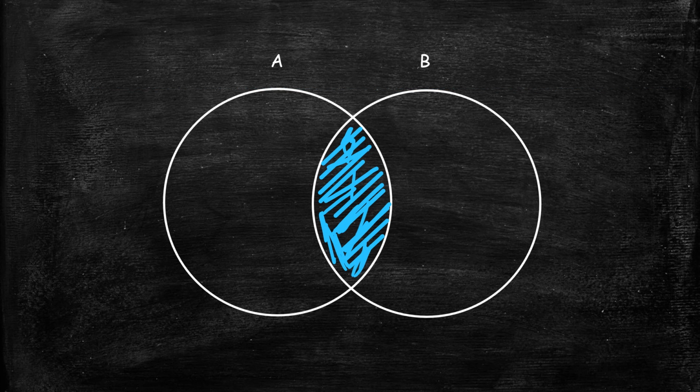So here is a graphical representation of A intersection B. So we can see that the shared area between A and B represents the intersection, or the overlapping bit, because that is the area they both have in common, right?